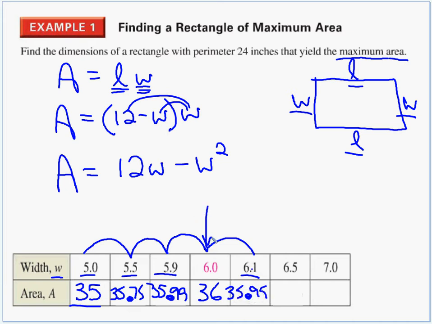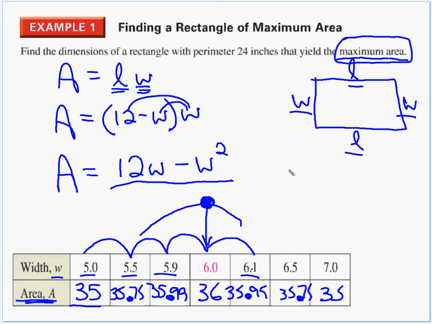So this looked like a peak. We were going up, up, up. We hit this peak at 36, and here we started to go down. Let's check 6.5. If that goes into our area equation here, you get 35.75. So it continues to go down. If we put 7 in there, 12 times 7 minus 7 squared is 35. So it did start to go back down. If we were graphing this, we have a peak here when we were measuring area on the y-axis. We wanted to find maximum area. So here, if we make our width 6, our area is 36.